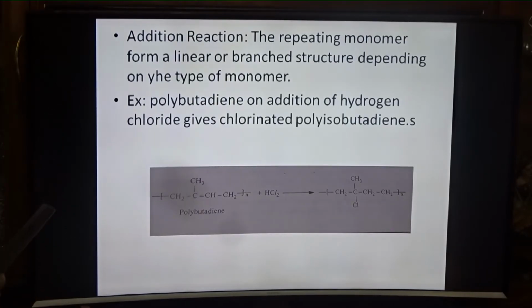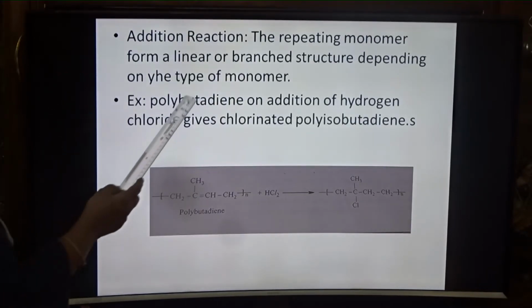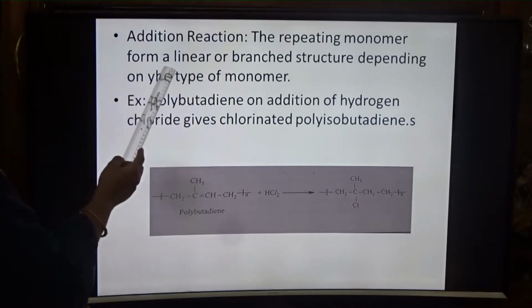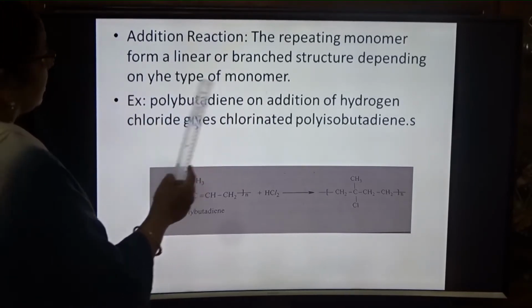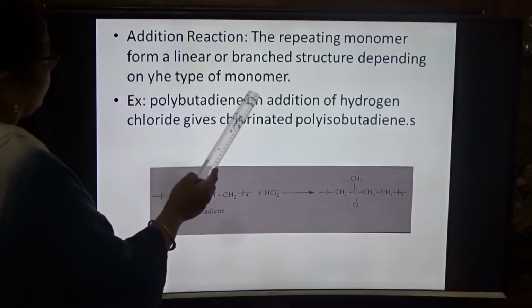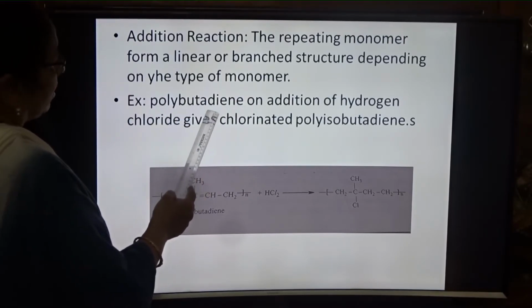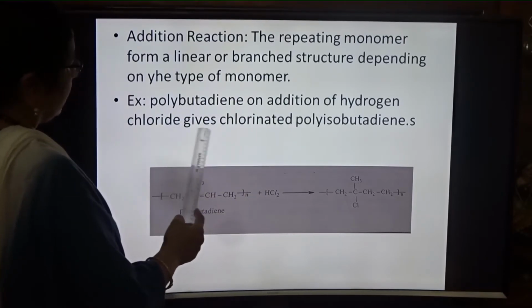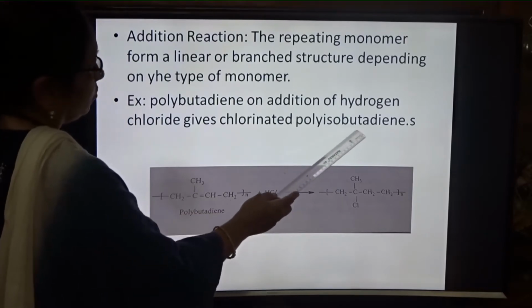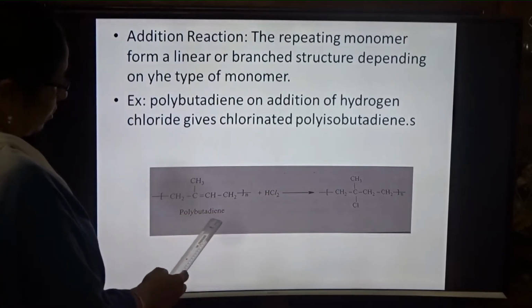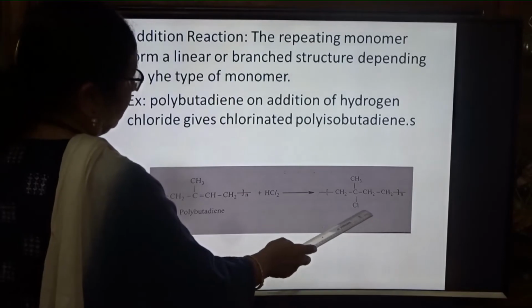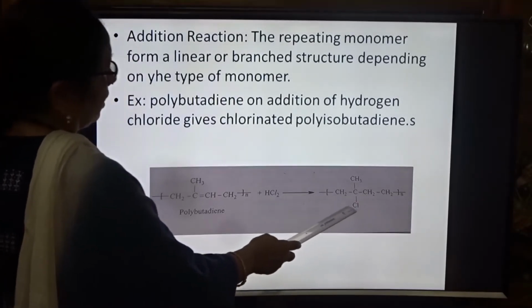Next is addition reaction. In addition reaction, the repeating monomer forms a linear or branched structure depending on the type of monomer. Example, polybutadiene, on addition of hydrogen chloride gives chlorinated polyisobutadiene. So polybutadiene gives chlorinated polyisobutadiene.